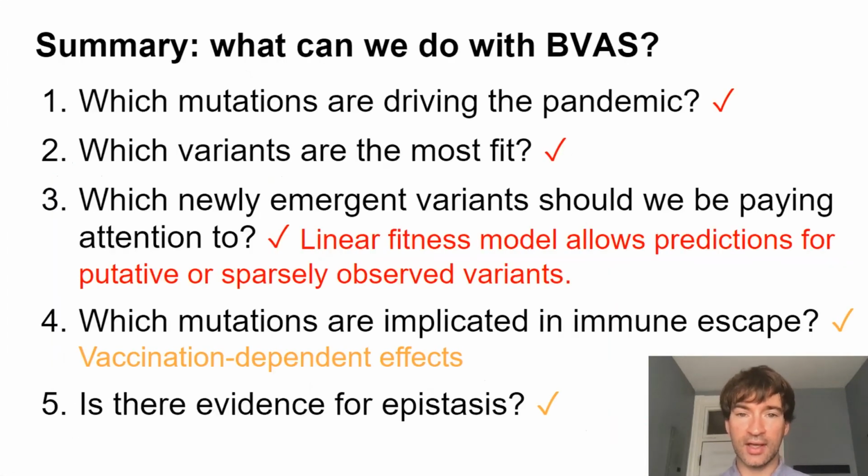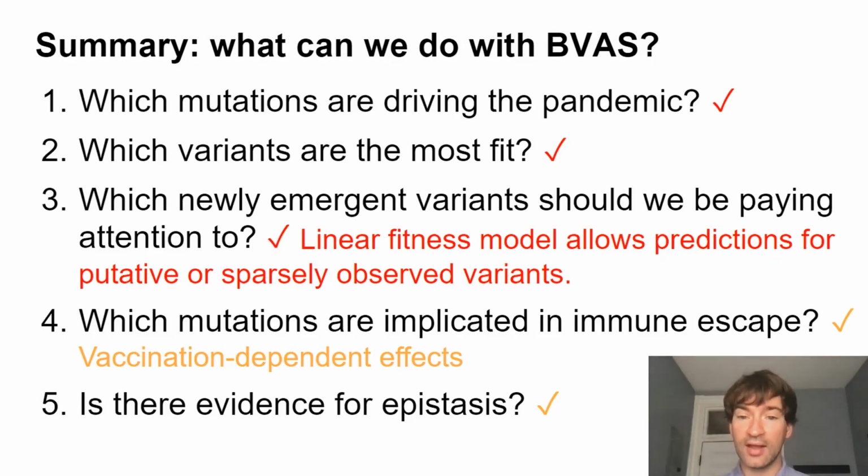So I'd like to quickly summarize. At the beginning of the talk, we asked these 5 high-level questions. And so let's see how we did. Which of these questions were we able to answer with our method, BVAS? I would argue that for the first 3 questions, we did a pretty good job, so I put a red check mark. Those questions are: which mutations are driving the pandemic? Which variants are the most fit? We get a nice PIP ranked list of mutations. So that's useful for prioritizing experiments, for example.